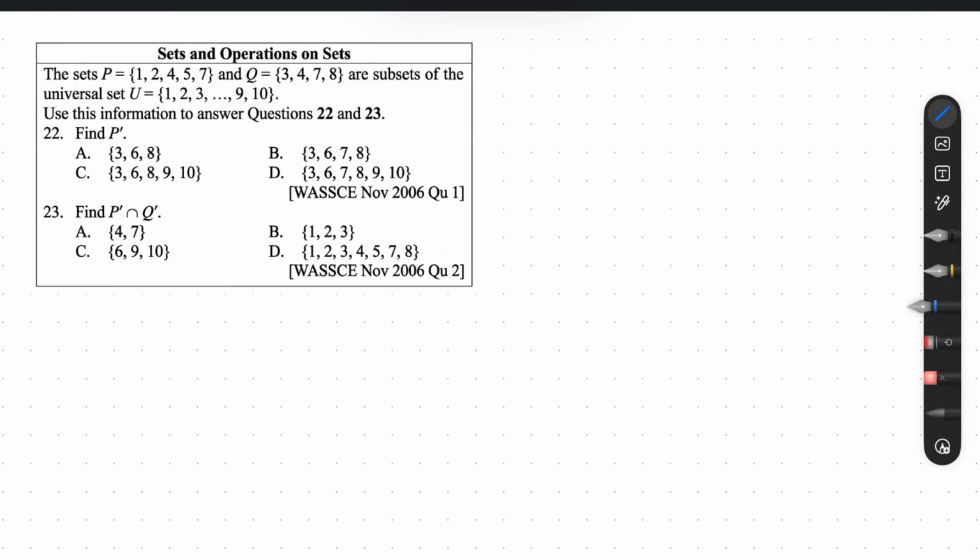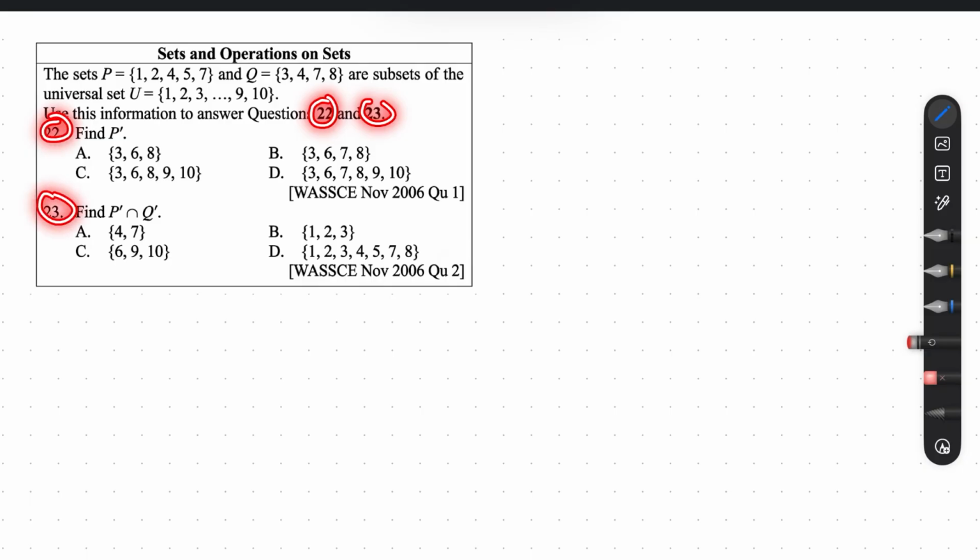It says the set P equals the set 1, 2, 4, 5, 7, and Q is equal to 3, 4, 7, 8. P and Q are subsets of the universal set 1, 2, 3 up to 10, right? We need to use this information to answer questions 22 and 23.